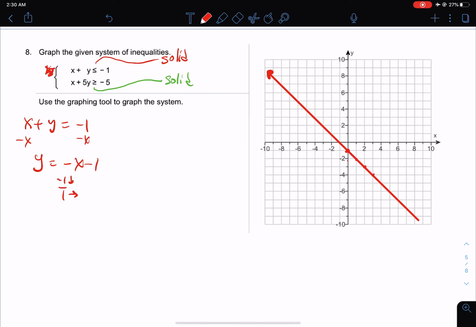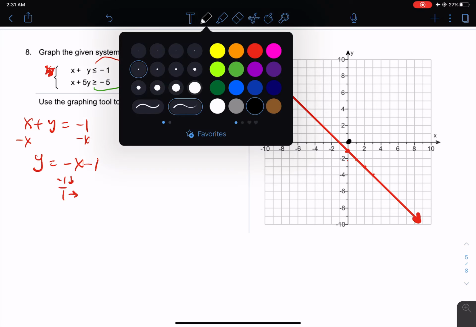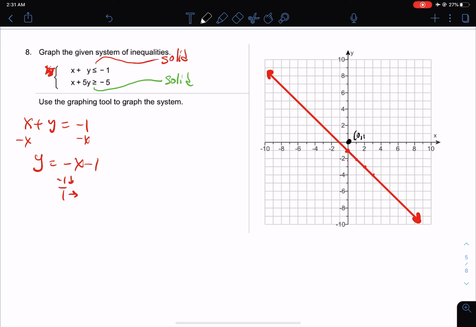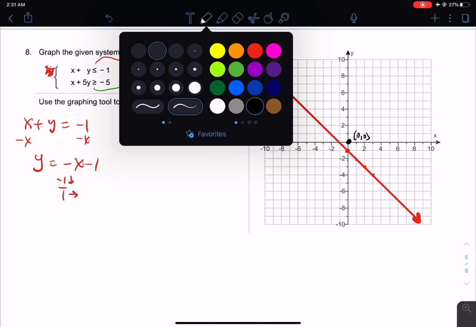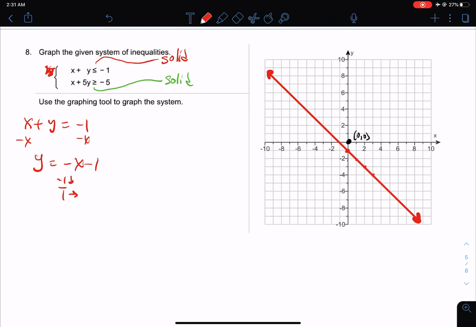And there it is. Now, 0, 0 is definitely not on the line. It's right there, and because it's right there, that would be an awesome point to use as a test point. So we go back over here and we say TP, test point of 0, 0. We go to our red equation, or not equation, but inequality, and we write it out.